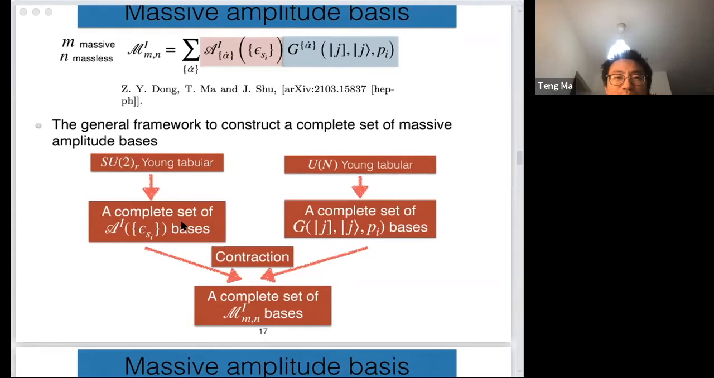Since the amplitude basis can be factorized into two parts, the A part and the G part, we can construct a complete set of A bases and G bases separately, and then contract these two bases to get a set of amplitude bases. And we found that these amplitude bases are independent without any redundancy. We also find that the A and G bases can be systematically constructed by the Lorentz subgroup SU(2)R and the U(N) global symmetry. And next, I will explain why.